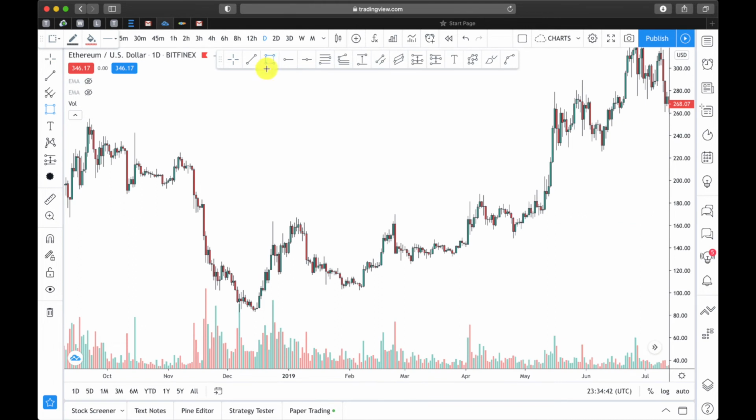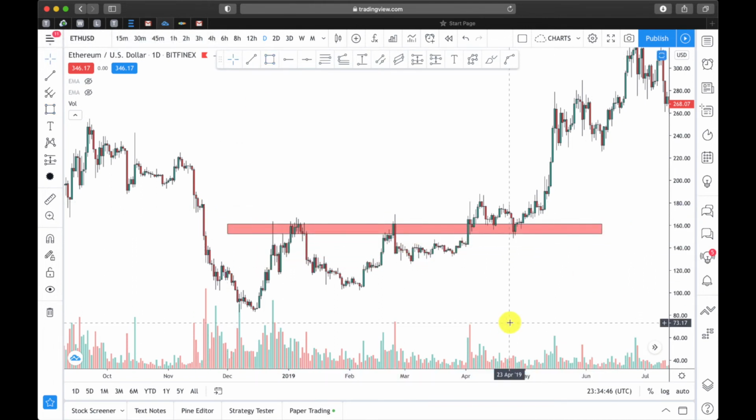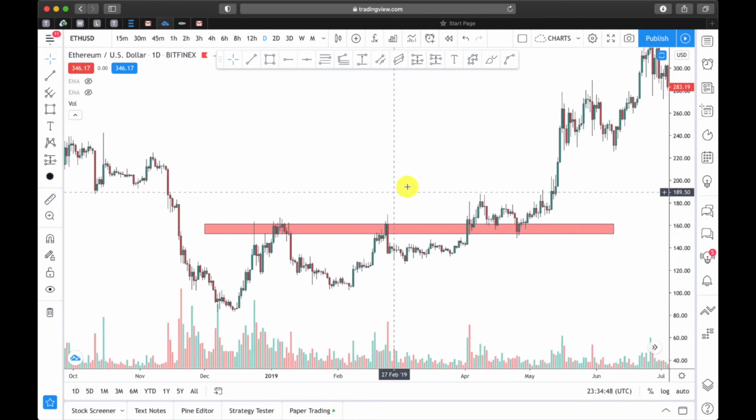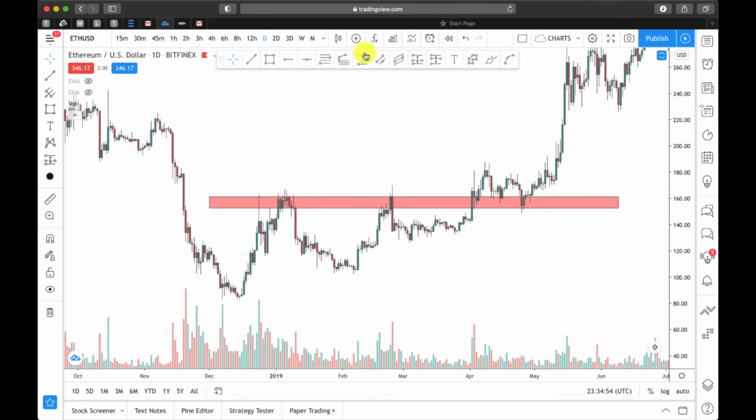Another example, this is a resistance. This area is a resistance. Remember, you don't draw resistance with just one line. You want to use these boxes. You want to use a price range. Do you understand? So now, there was a time this part was a resistance.